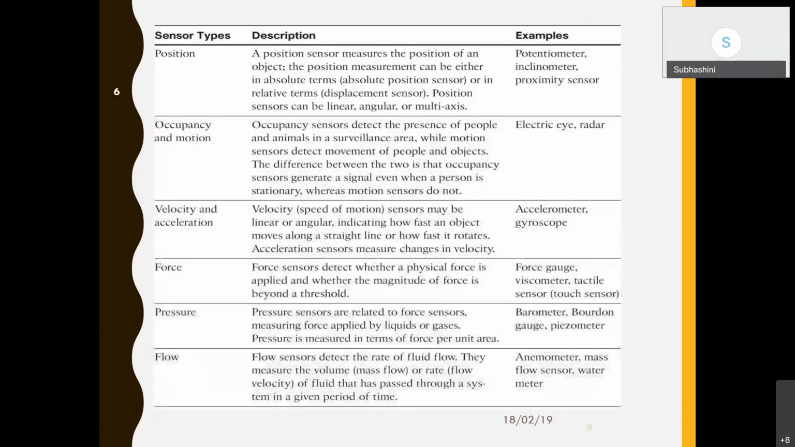Here you can find the types of sensors and examples, followed by the description.